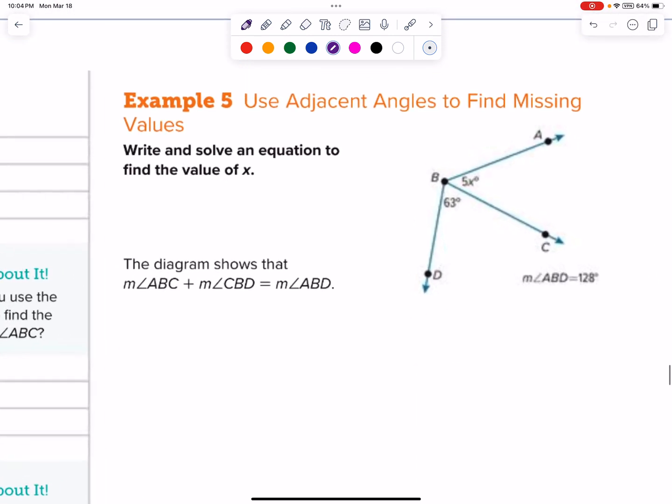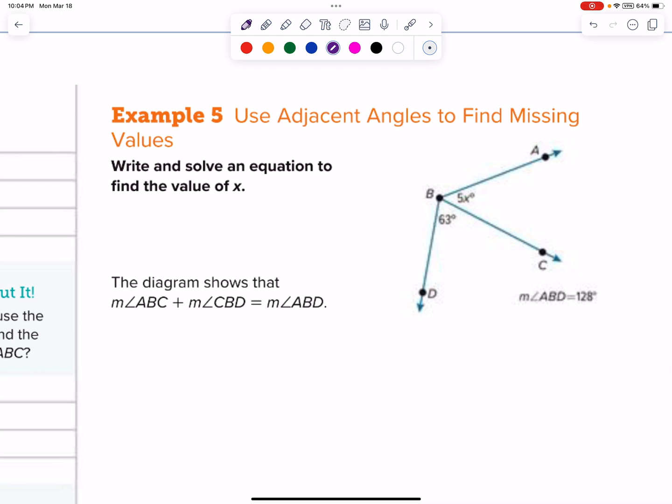All right, let's take a look at example 5. We're going to continue using that understanding of the adjacent angles to help us solve for x. So we'd be wondering, what is the degrees of this whole thing? Because we know 5x plus 63 would equal this whole thing. Well, let's look at what information they're telling us. They're telling us that angle ABD. So where is that? Starts here, ABD. That whole angle they're telling us is 128 degrees.